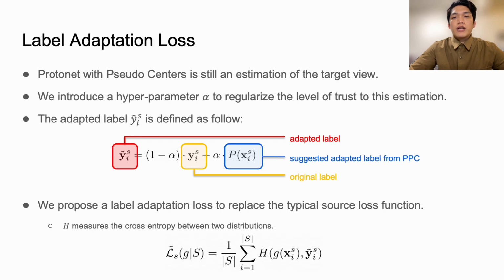Although we build a protonet with pseudo centers to provide a view from target data, it is still an estimation of the ideal model. Thus, we introduce a hyperparameter alpha to regularize the level of trust in this estimation. The adapted label y-tilde is a convex combination of the original label and the suggested adapted label from PPC. Then, with the adapted label, we propose a label adaptation loss to replace the typical source loss function. Here H measures the cross entropy between two distributions.